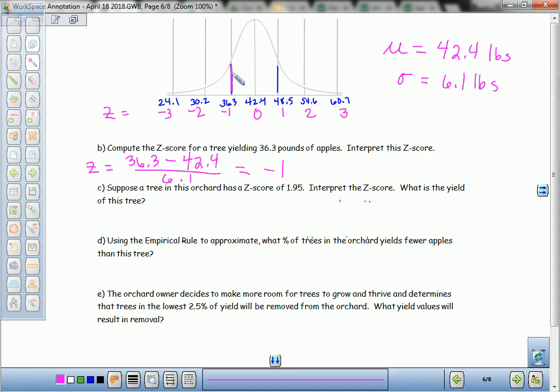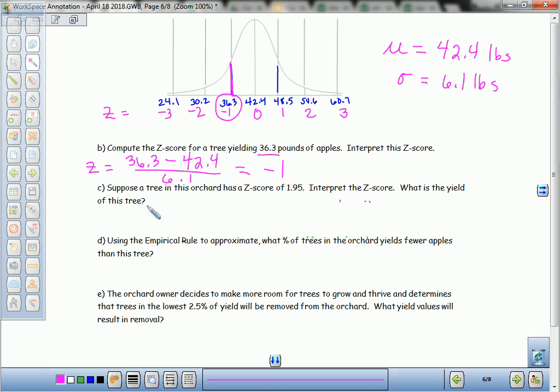All right, so right here. Oh guys, look what's right there. What was already right there? 36.3. What did I get? 36.3. Do you see how the shape of the graph doesn't change? This still reflects the same data. All right. So, what does this z-score mean? Standard deviation. That a tree that yields 36.3 pounds of apples lies 1 standard deviation from the mean. That's probably still in a very acceptable range.